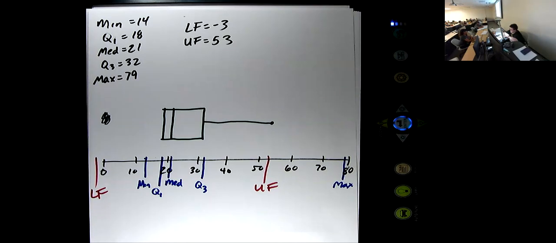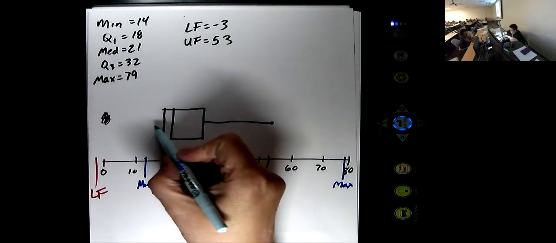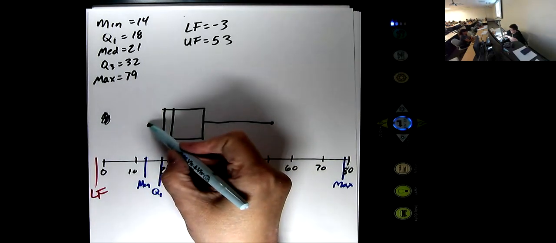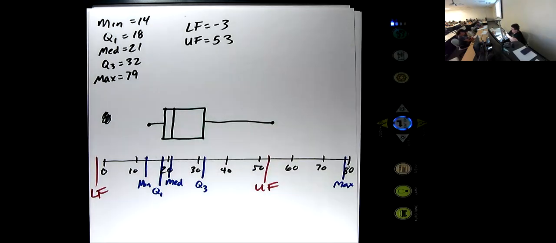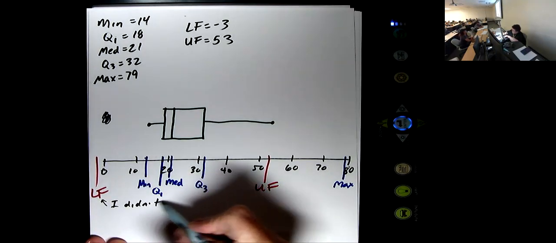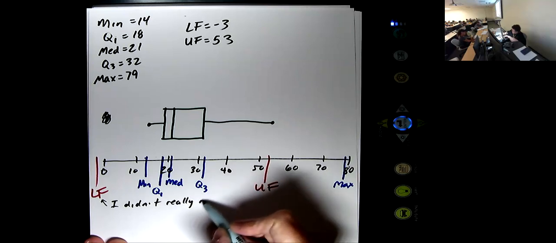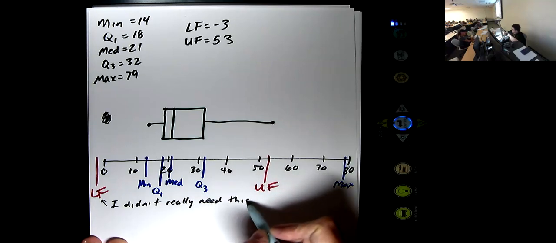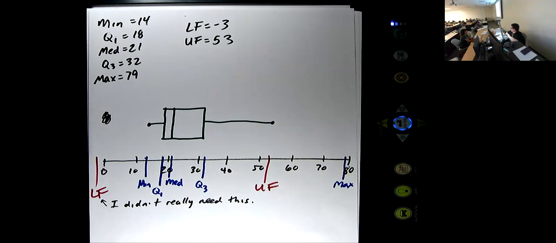The lowest value on the left is actually the min, so I don't want to go past the min. I'm not going to go all the way over to the lower fence. So I didn't really need this on the graph. If it makes your number line get way too big, don't put it on there if it's not going to be in the data.